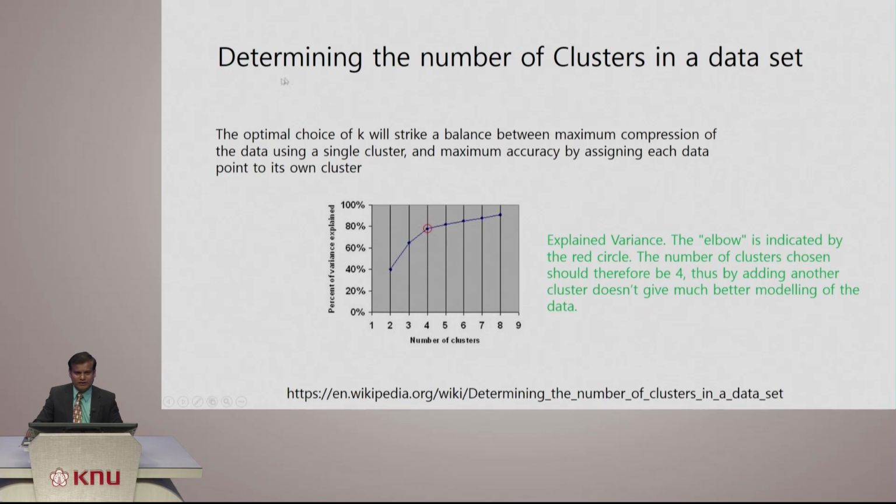That question is answered by this slide, determining the number of clusters in a data set. The optimal choice of k will strike a balance between the maximum compression of the data using a single cluster and maximum accuracy by assigning each data point to its own cluster. That is what is called an elbow-based method, in which we look at the percentage of variance explained by means of the number of clusters.